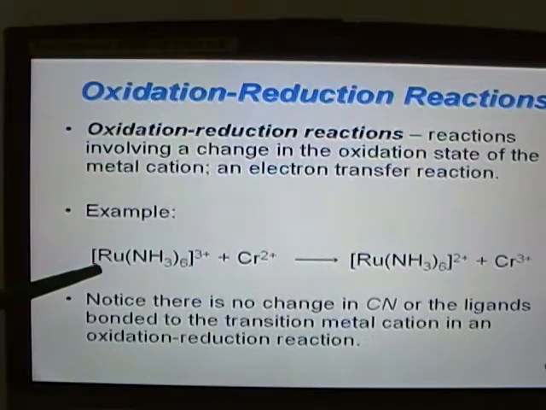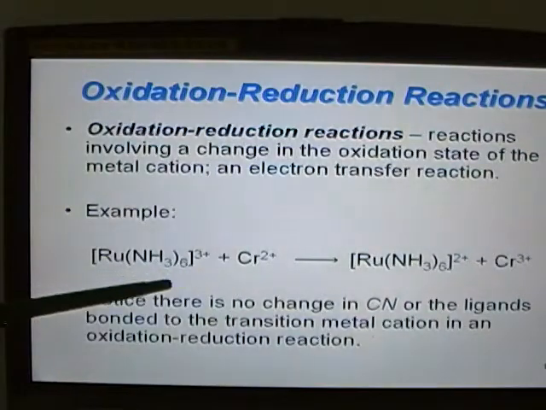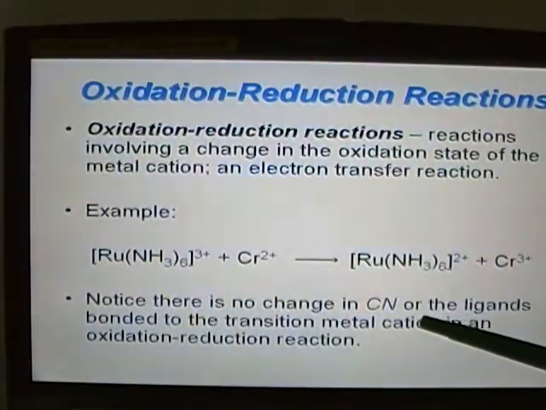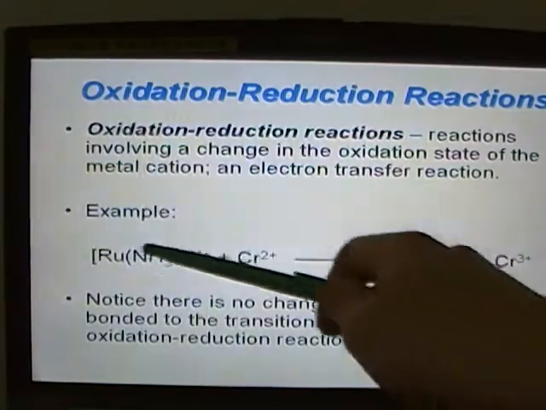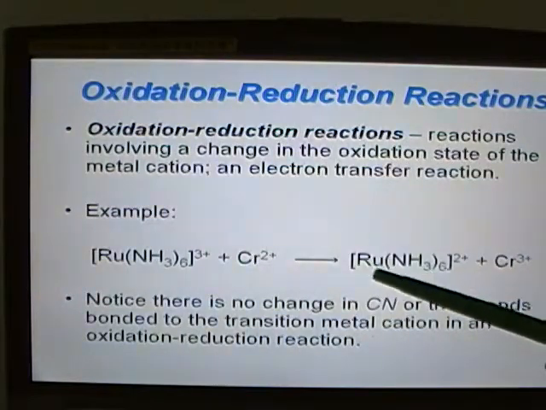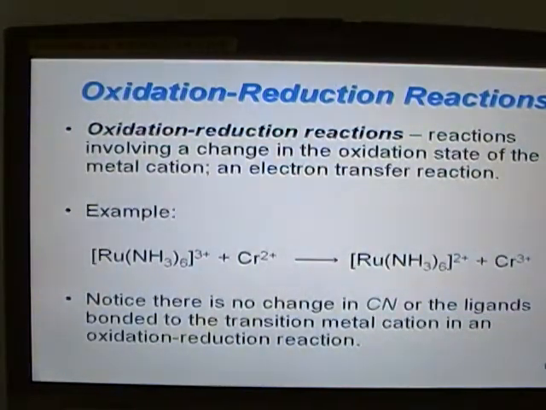Here's an example. Ruthenium bonded to 6 amine groups. They're neutral ligands, so ruthenium has a 3+ charge. It can react with Cr2+. An electron is transferred from the Cr2+ to the Ru3+. So now the complex is Ru(NH3)6 2+ plus Cr3+. Note, there is no change in the coordination number or the ligands bonded to the transition metal cation in the oxidation-reduction reaction looked at here.